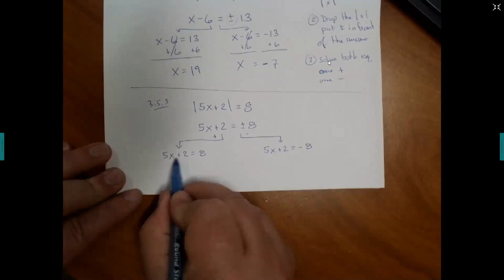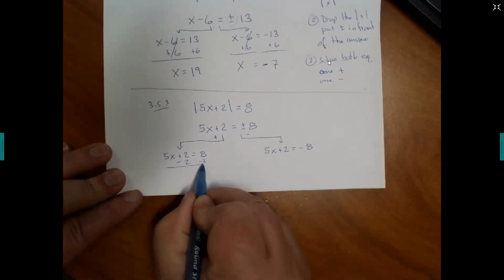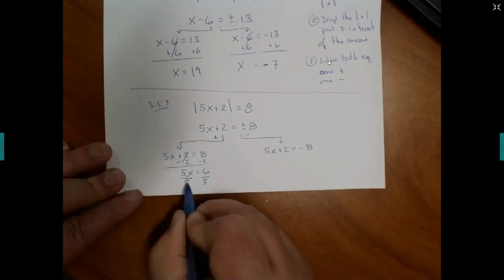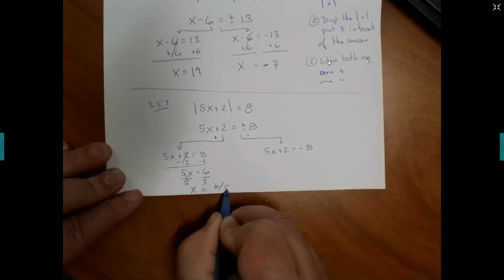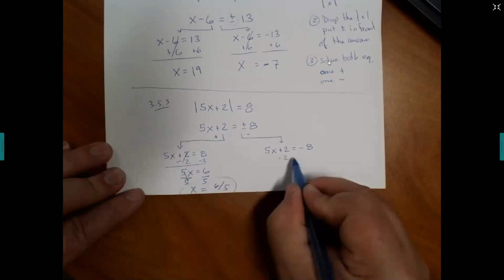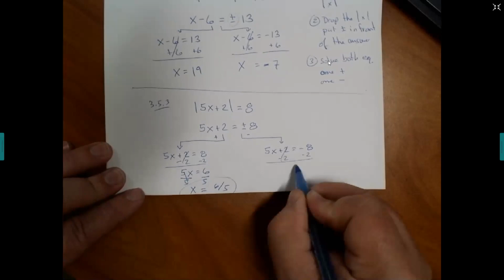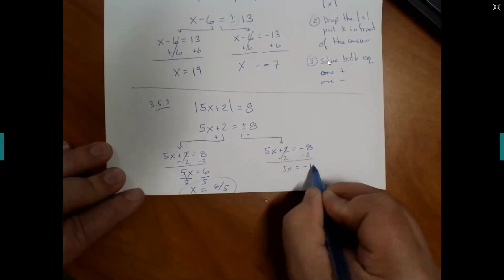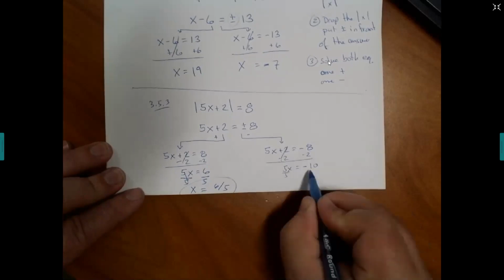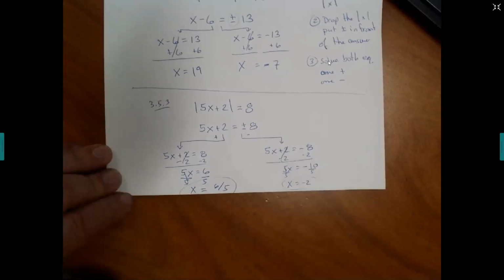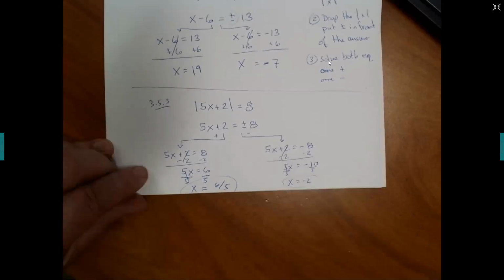Now solve for x. Subtract 2. 5x equals 6. And divide by 5 on both sides. So x is equal to 6 over 5. That's one answer. Subtract 2. So we have 5x is equal to negative 10. They're both negative, so we add them. Divide by 5. x equals negative 2. Those are my 2 answers. Pretty straightforward so far.